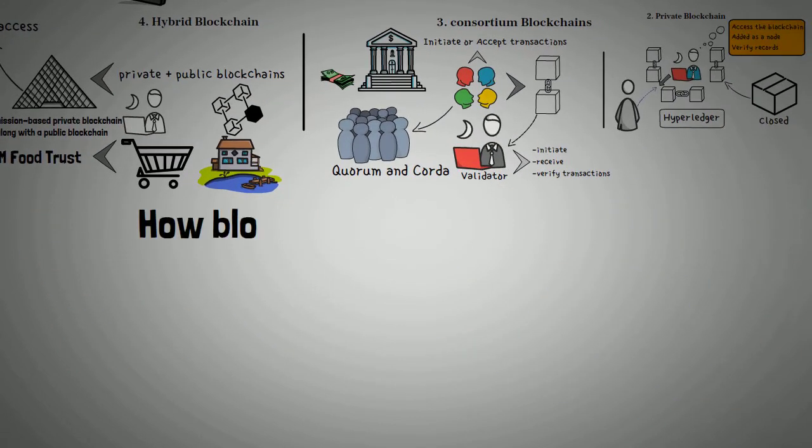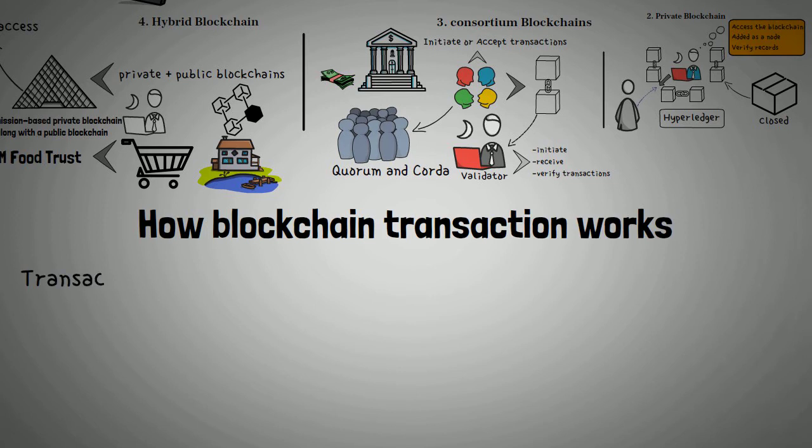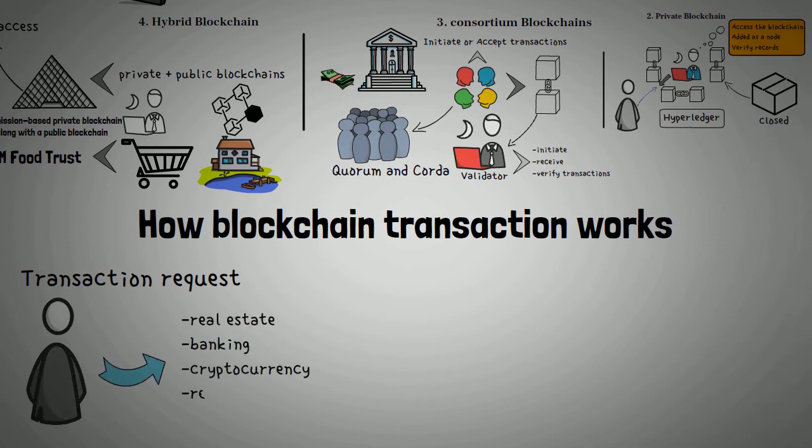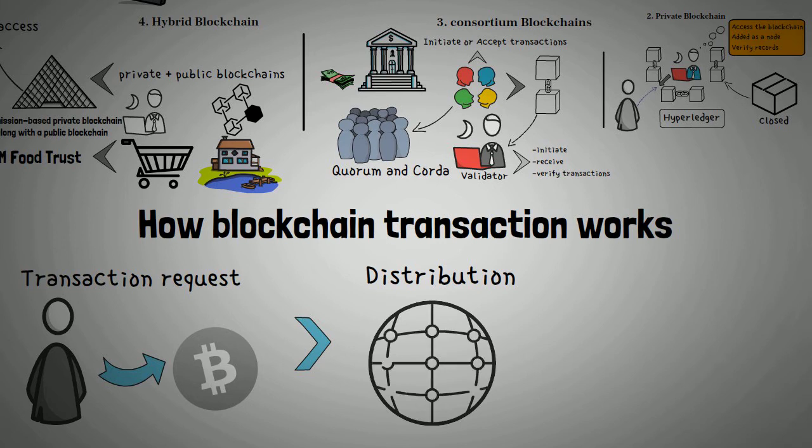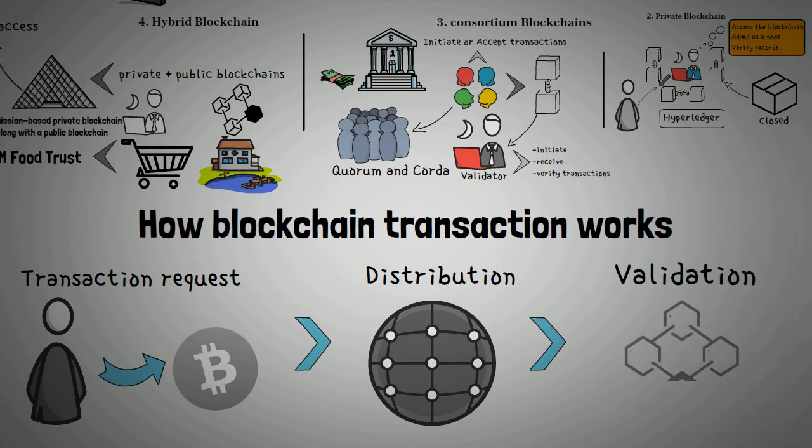Now let's look into how a blockchain transaction works. Step 1. Transaction request. First, an individual requests a transaction that might involve real estate, banking, cryptocurrency, records, contracts, etc. For simplicity, let's assume that the transaction is cryptocurrency. Step 2. Distribution. The requested transaction gets broadcasted in the peer-to-peer network through nodes located across the globe. Step 3. Validation. The nodes in the network validate the transaction using algorithms and solving complex equations. If they find the transaction legitimate, the records are entered inside blocks.